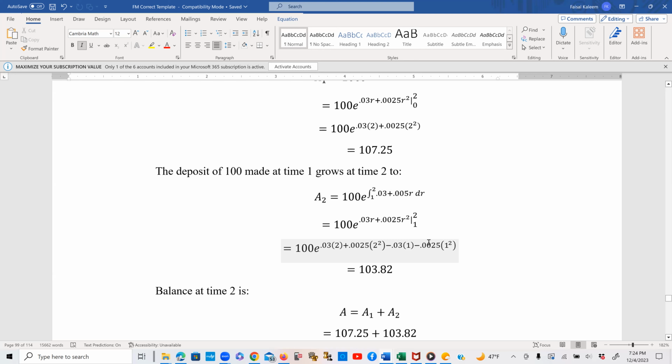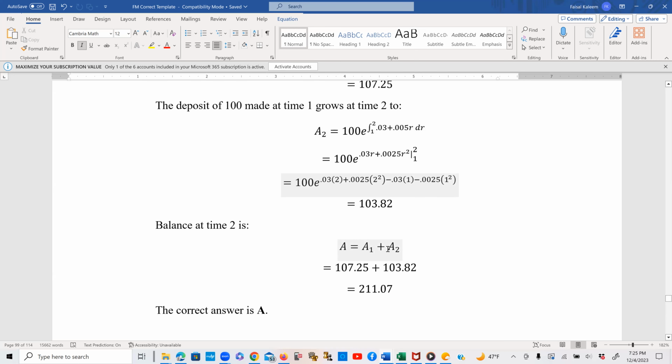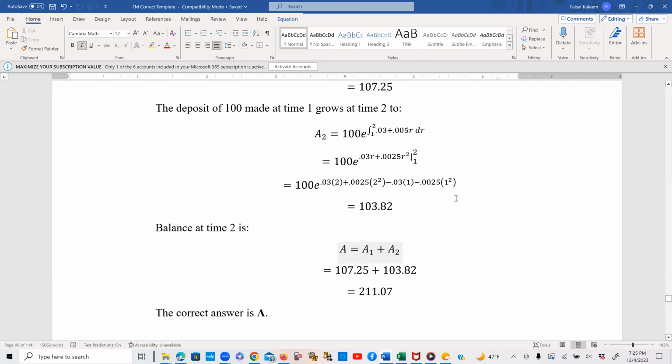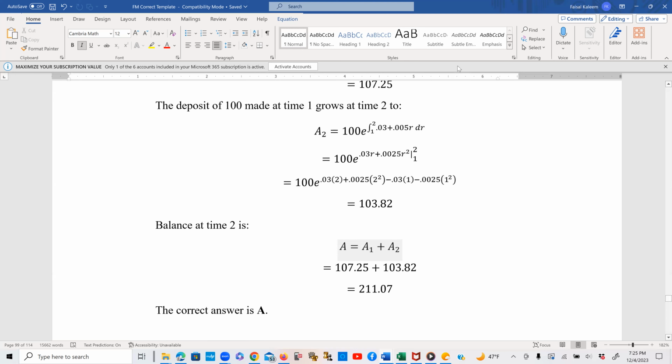So we found the balances resulting from those two deposits individually. The total balance will be the sum of those two balances. So A is equal to A1 plus A2. A1 was 107.25, A2 was 103.82. So we get 211.07, and that is choice A.